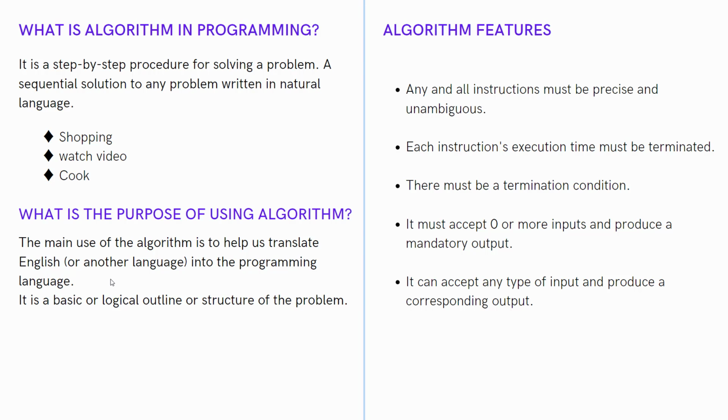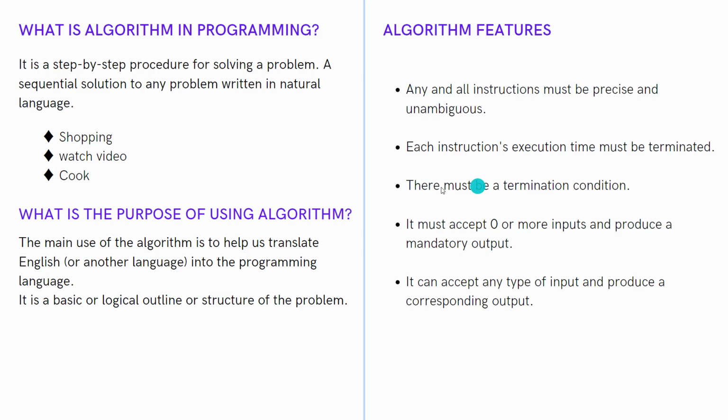Okay, here we have some cool features of an algorithm. Let's see. Any and all instructions must be precise and unambiguous. It means each and every instruction must be precise and clear. If you are describing code, you don't have to write the entire description in pages and pages, you just have to write a single line which can explain everything.